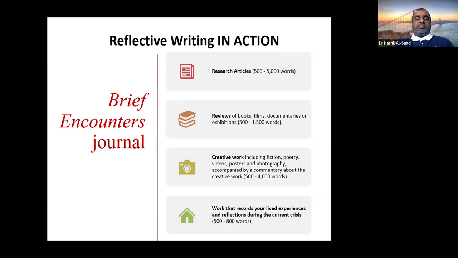We now come to something practical. So far we've talked about reflection, writing, journals, and so on. How can we put this into action? We have today a representative of a journal.